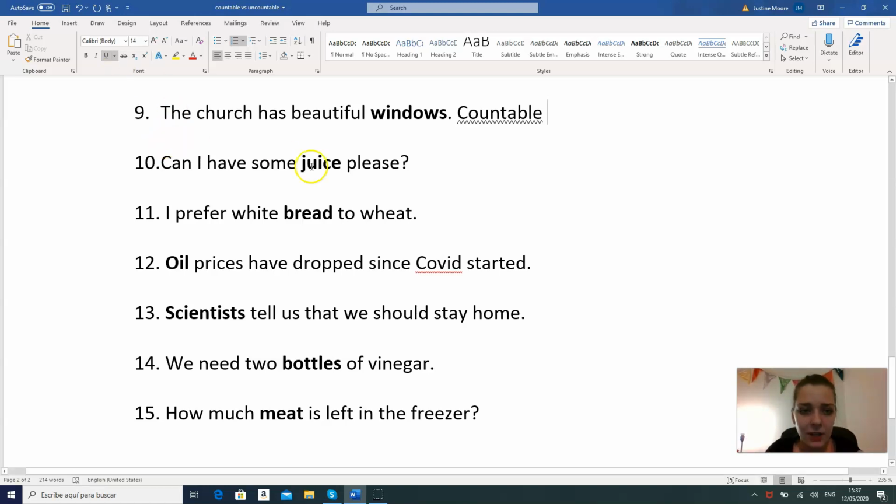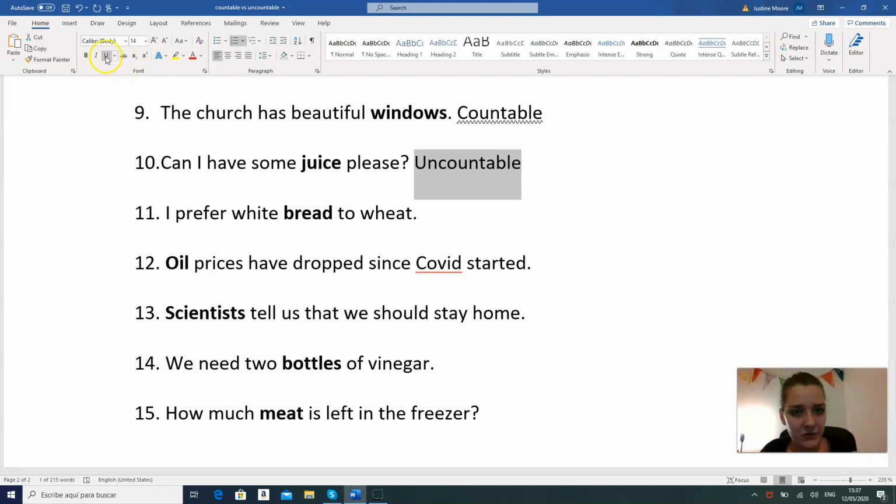It is countable. Can I have some juice, please? Juice. One juice, two juices? Countable or uncountable? Uncountable. Some juice, a lot of juice. Not one juice, two juice. Can I have one juice? Nah. Can I have some juice? We do not use numbers with juice, so it is uncountable.